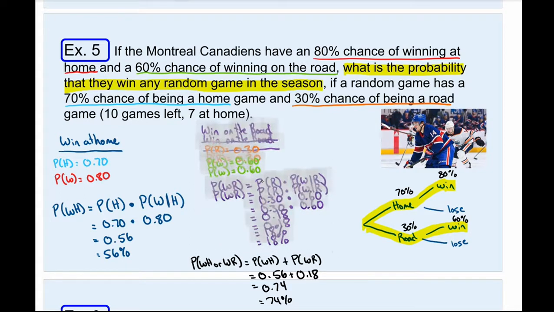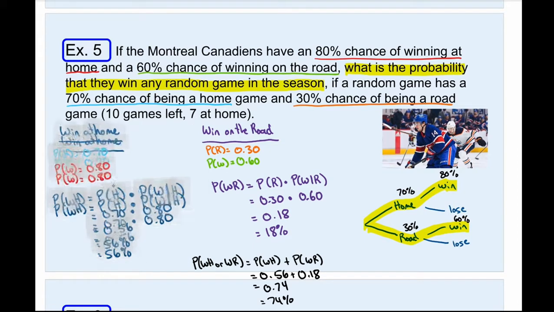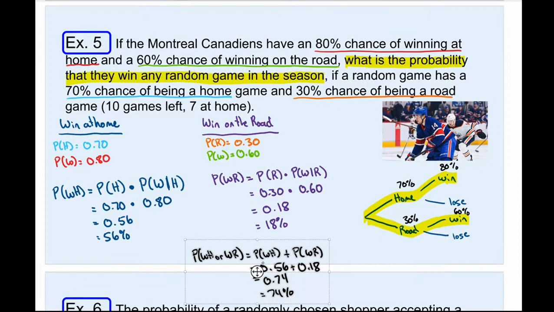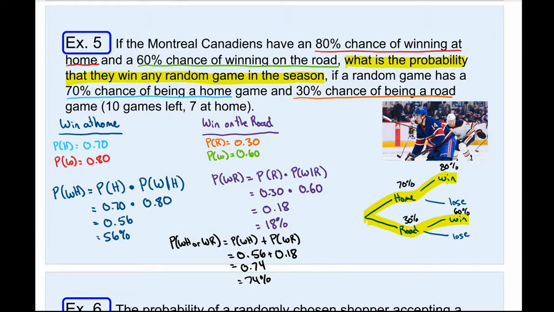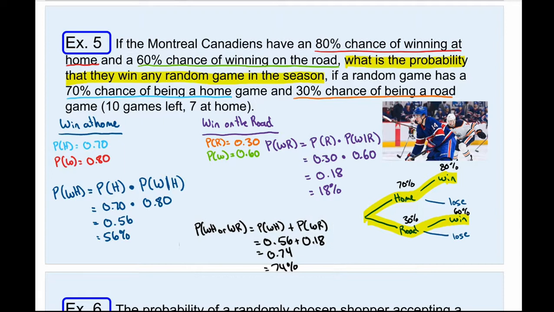Let me just move this stuff around. This is kind of combining the dependent and independent events, as well as the mutually exclusive and non-mutually exclusive events. So just something to consider when you're going through these questions. Make sure you read them carefully to understand what you're doing.